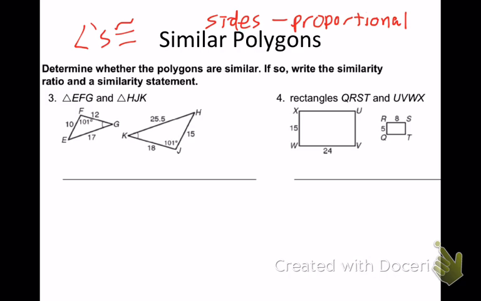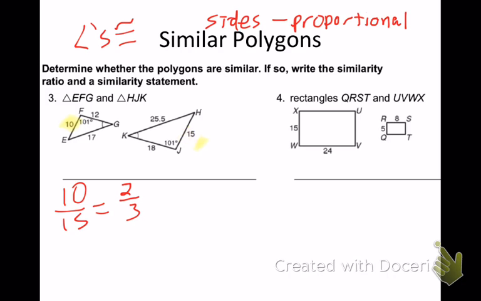So as I look at this, shh, focus. What's angle F going to be the same as? J. What's angle G going to be the same as? K. So if two angles are the same, what about the third angles? They're also the same. So I know the angles are all congruent. Great. Now let's look at the sides. What's 10 going to be similar to? 15. So let's look at 10 over 15. What's 10 over 15 simplified to? Isn't that just 2/3? Yeah.